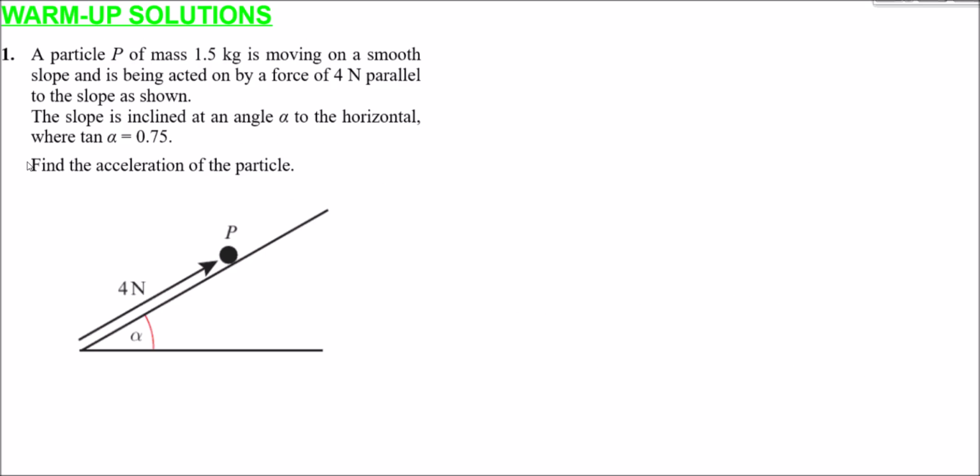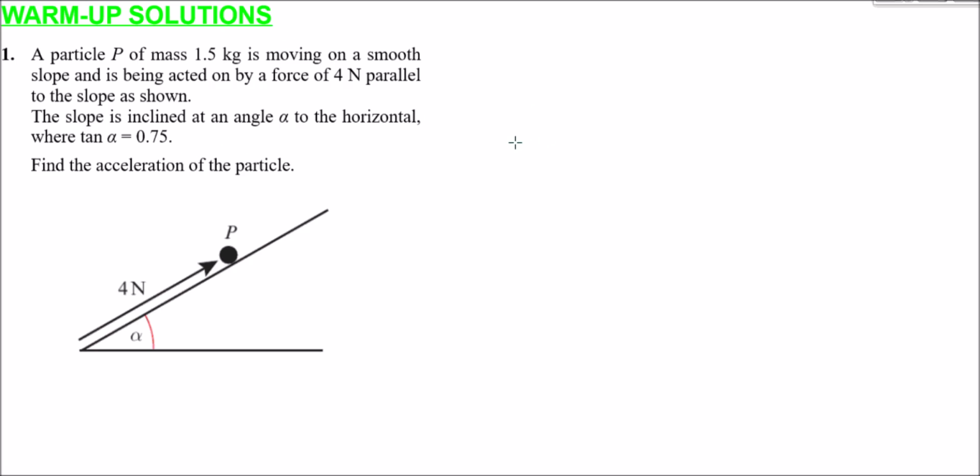So here we've got a particle of mass 1.5 kg moving on a smooth slope, and it's being acted on by a force of 4 newtons parallel to the slope as shown. The slope is inclined at an angle of alpha to the horizontal, where tan alpha is 0.75. Find the acceleration of the particle.